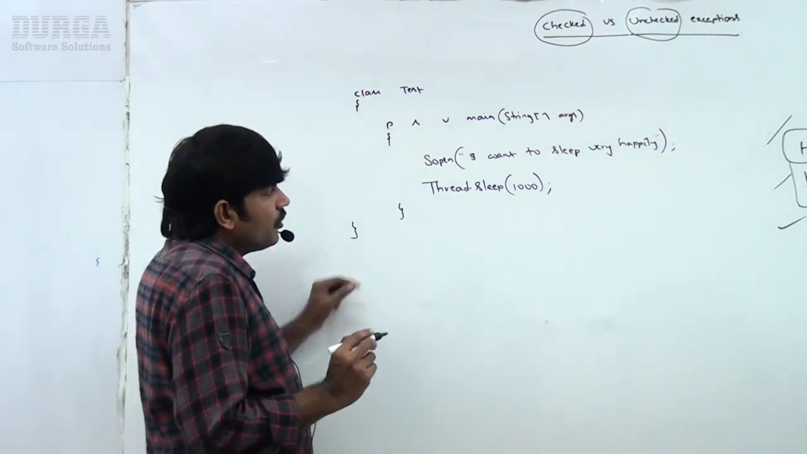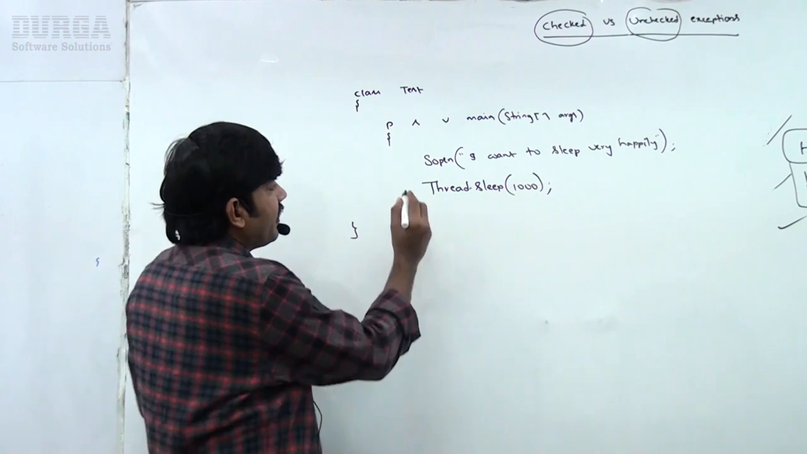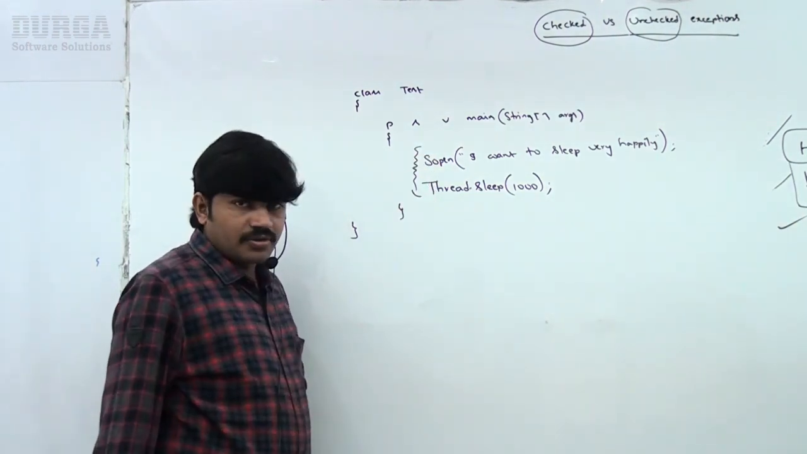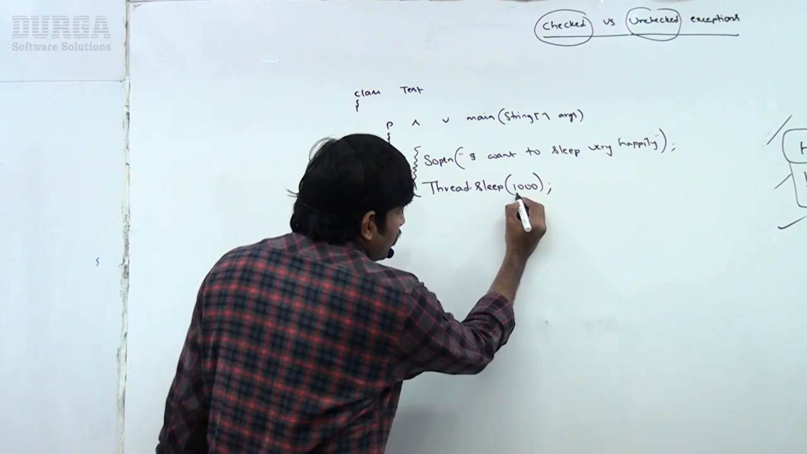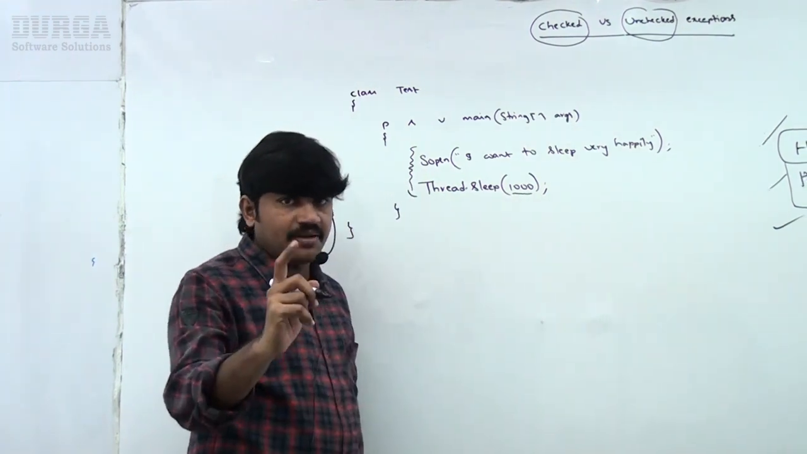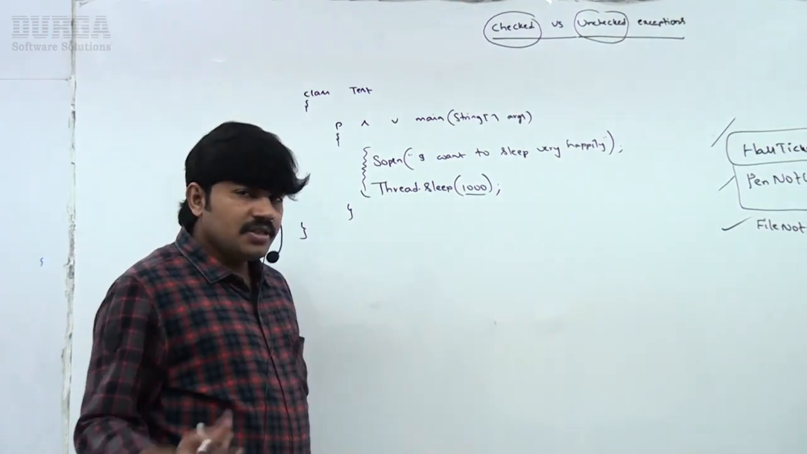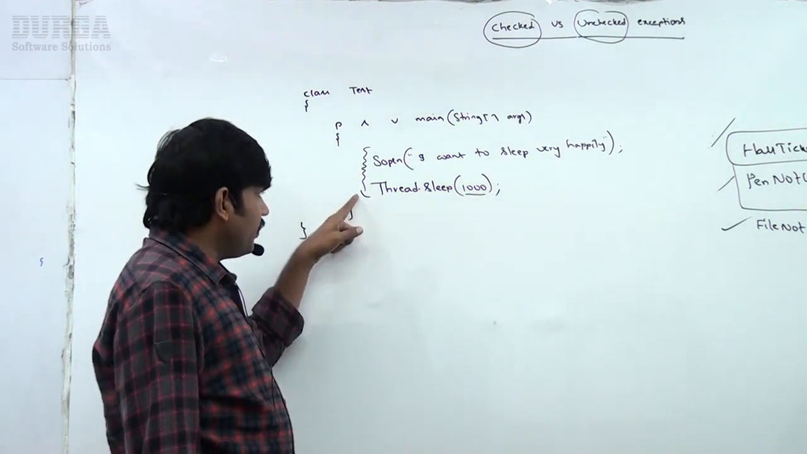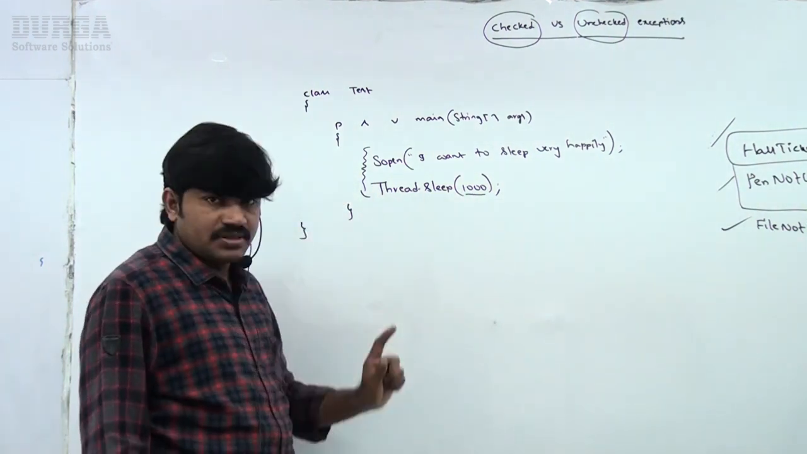Now, sir, the main thread wants to sleep for some time. How much time? 1000 milliseconds, meaning 1 second, the main thread wants to sleep. This is the code I wrote. After 1 second of sleeping, the program will stop because no other code is there.